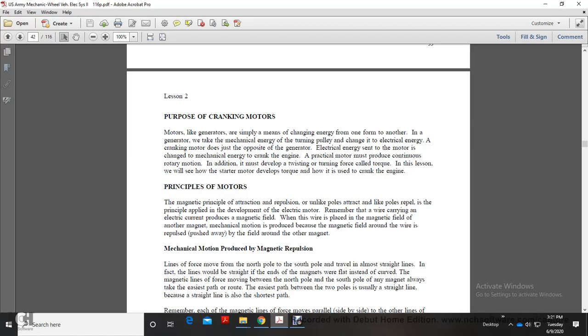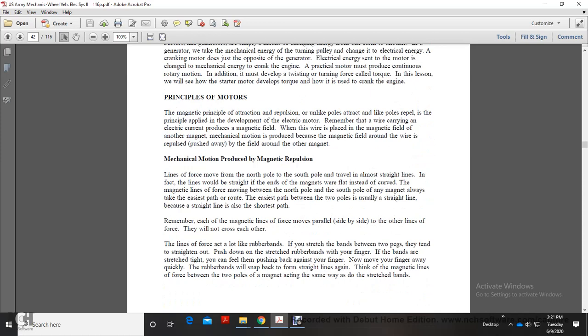Remember, a wire carrying electrical current produces a magnetic field. When the wire is placed in the magnetic field of another magnet, mechanical motion is produced because the magnetic field around the wire is repulsed, or pushed away, by the field around the other magnet. Mechanical motion is produced by magnetic repulsion. Lines of force move from the north pole to the south pole and travel almost in straight lines.